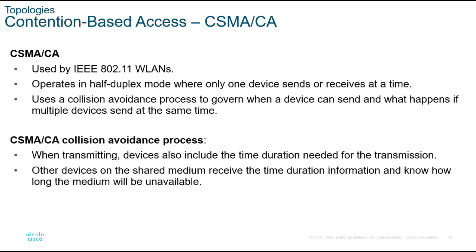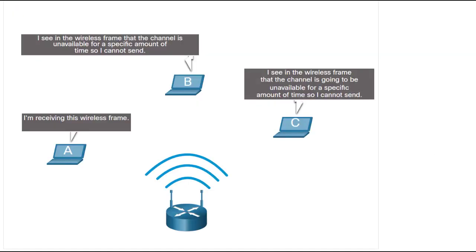Each device on a wireless LAN transmits how much time it will need to transmit its message, and all the other wireless devices sharing the WLAN therefore know how long the medium will be unavailable. As shown in the figure, if wireless host A is receiving a frame from the access point, host B and C will also see the frame and know how long the medium will be unavailable. After wireless host A receives the 802.11 frame, host A will return an acknowledgement back to the sender, notifying the sender that the frame arrived.